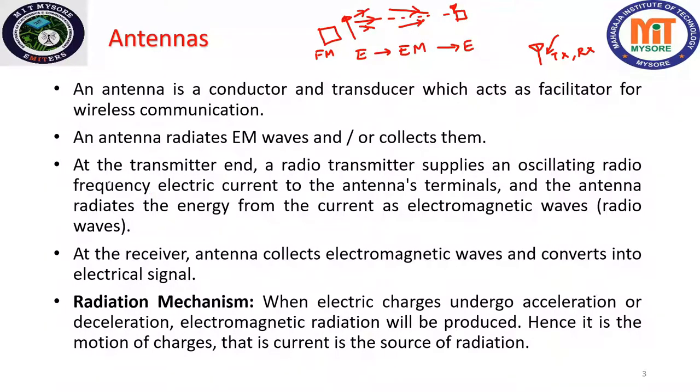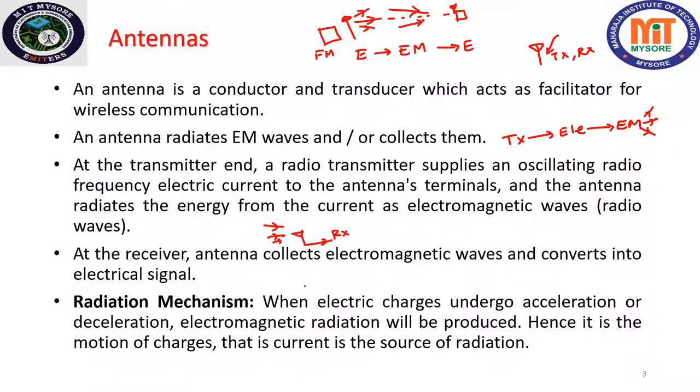Okay. So at the transmitter end, the radio transmitter supplies an oscillating radio frequency electric current to the antenna's terminals, and the antenna radiates the energy from the current as electromagnetic wave. So as indicated, at the transmitter end, electrical signal is converted into EM wave and it is radiated into the space. At the receiver end, the antenna collects incoming electromagnetic waves and converts them into an electrical signal.